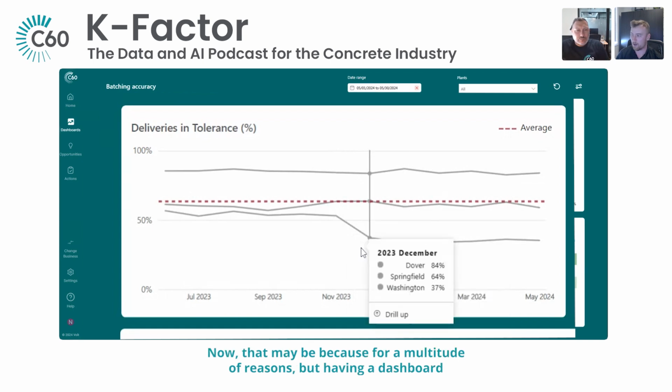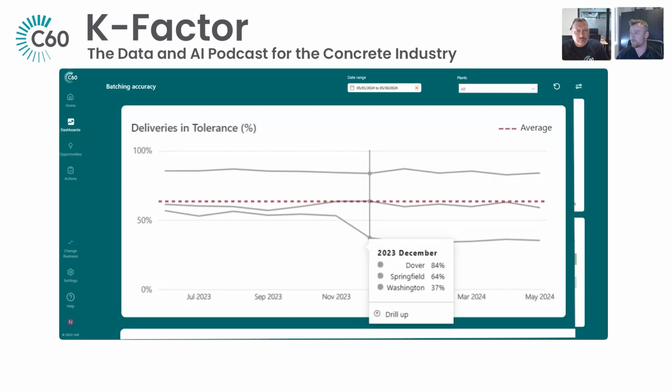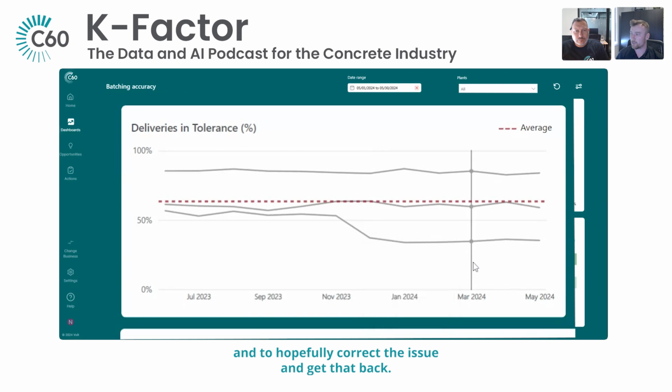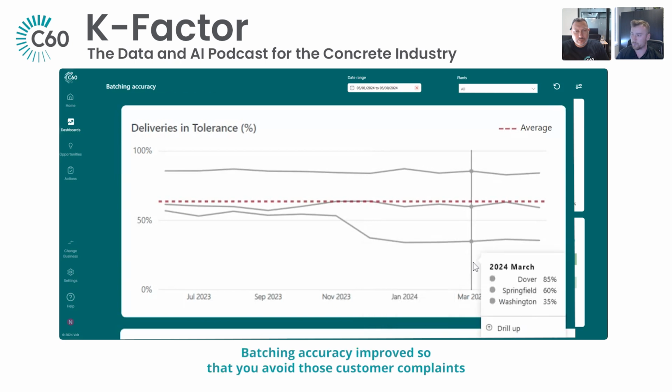Now that may be caused for a multitude of reasons, but having a dashboard that shows you that aggregated trend will allow you to catch the issues where a batch plant is now batching a little bit less effectively, and to hopefully correct the issue and get that batching accuracy improved so that you avoid those customer complaints or those low breaks, anything that could cause an issue with the concrete itself.